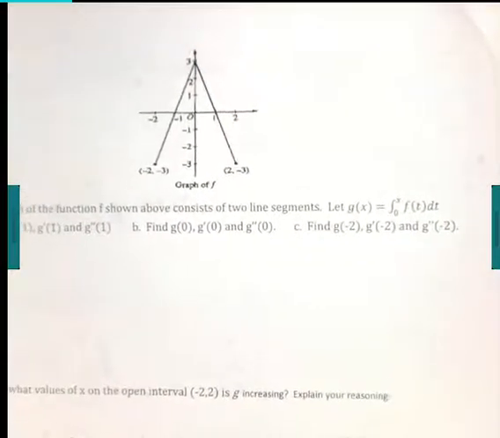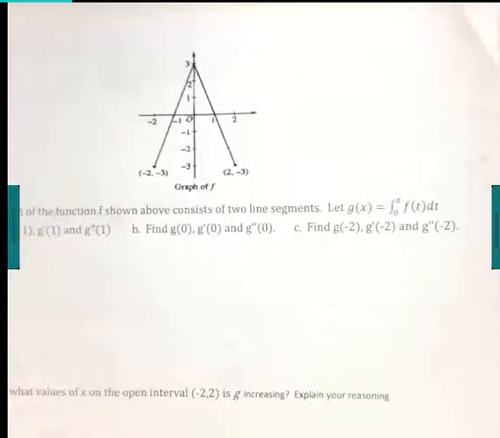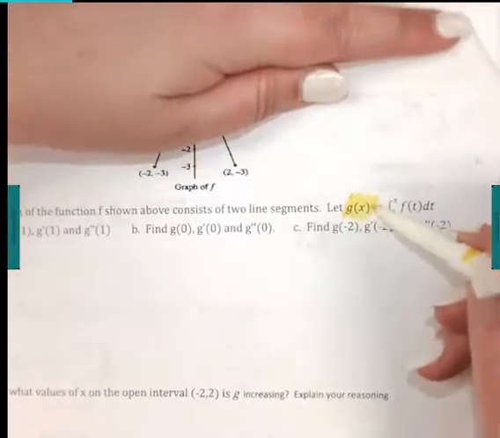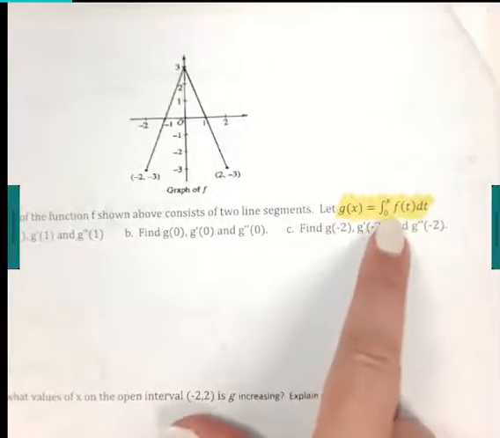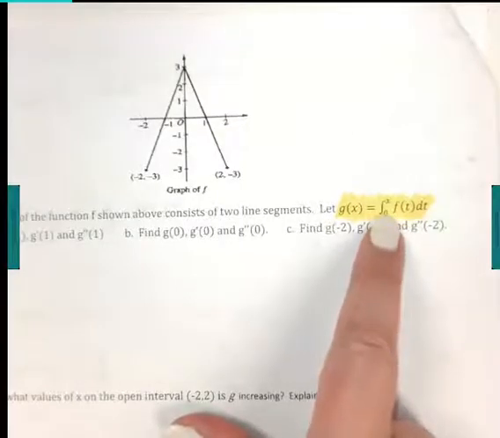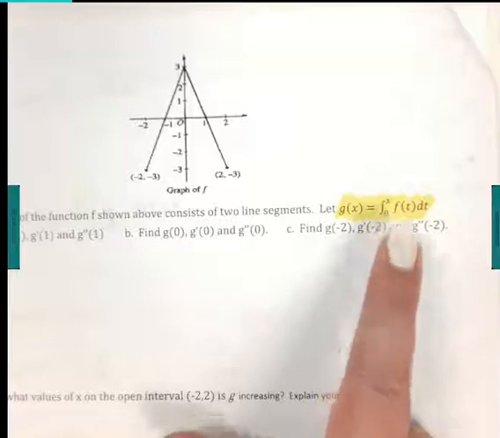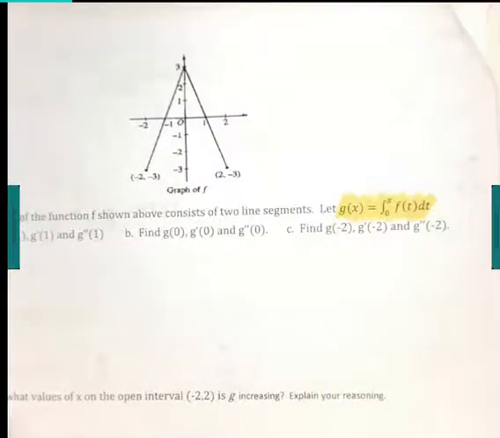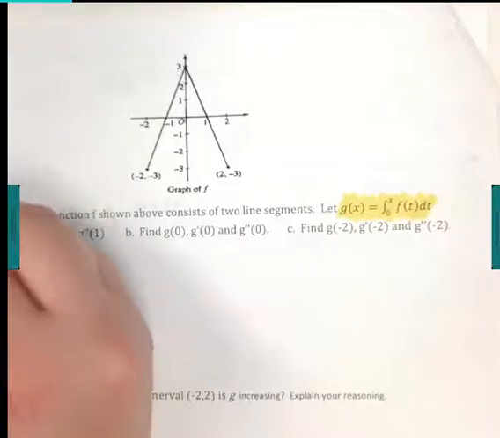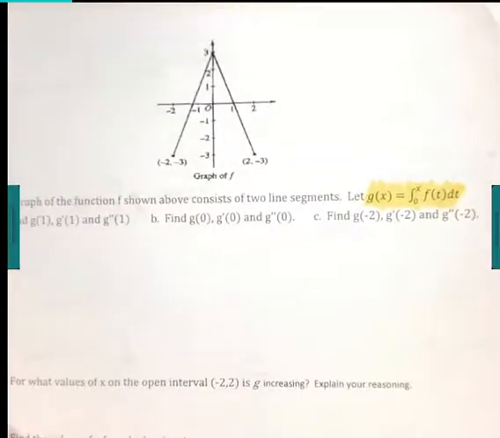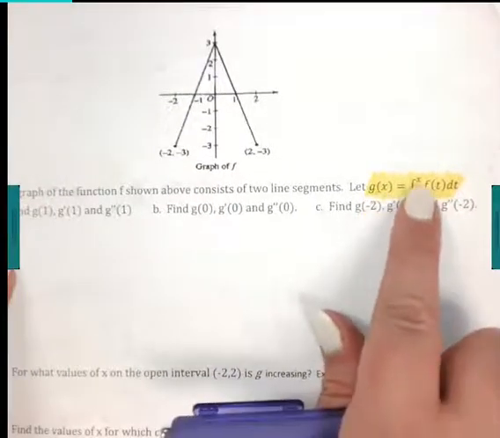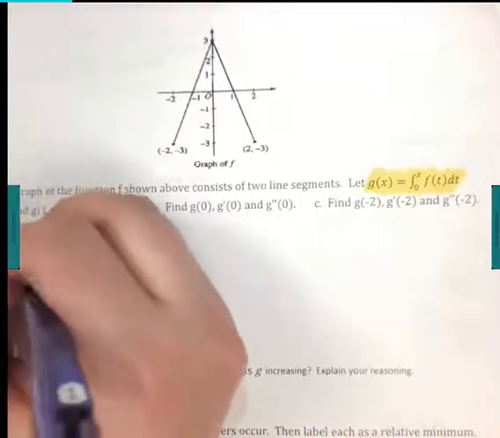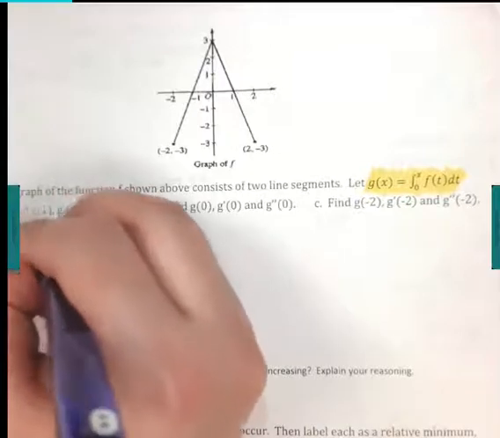Okay, it says the graph of a function f shown above has 2 line segments. Okay, duh, look at it. You can tell that. Then it says right here that g of x is an integral. Where does the integral always start? 0. Where does it always stop? Whatever x is, right? So let's say that I'm doing part A. I want to find g of 1. Well, then what do I do with 1 if I know g of x? I take 1, I plug it in where the x is. So I'd have the integral from 0 to 1 of f of t dt.